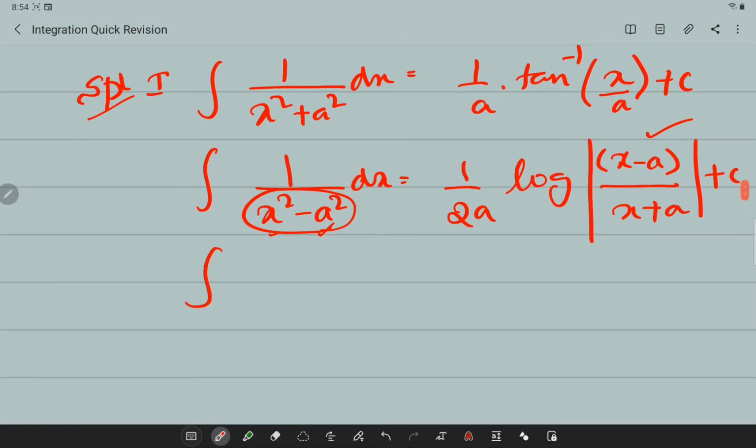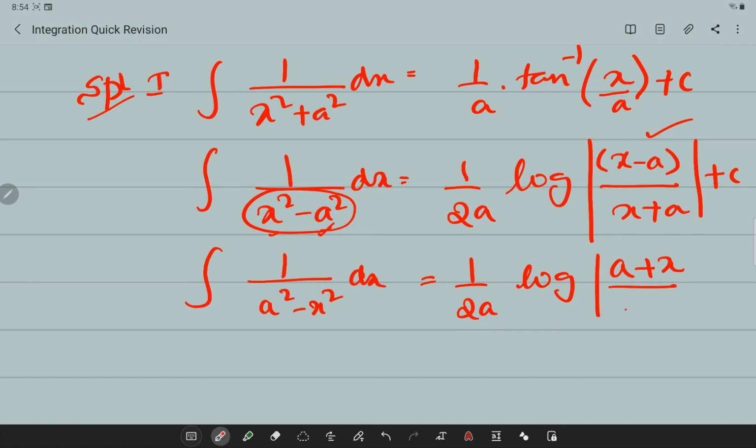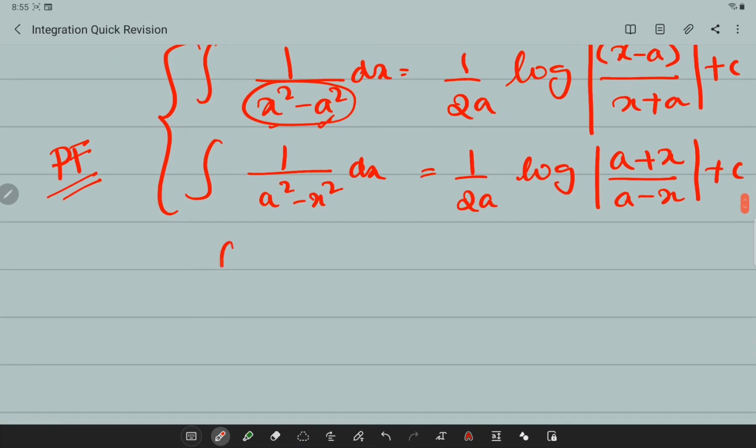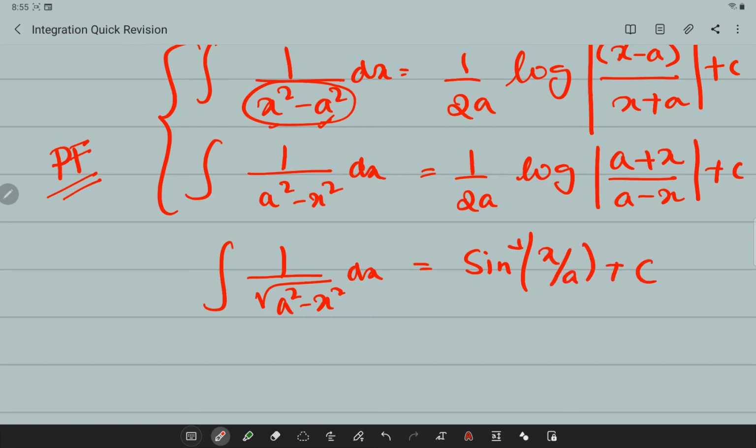Now similarly integral 1 by a square minus x square dx. Here the integral value is 1 by 2a into log of a plus x divided by a minus x plus c. These two formulas will be used in solving integration for partial fraction applications, which we will discuss in a later part of the video. Also this is one of the very important formulas: integral 1 by root over a square minus x square dx is simply sine inverse x by a plus integration constant.